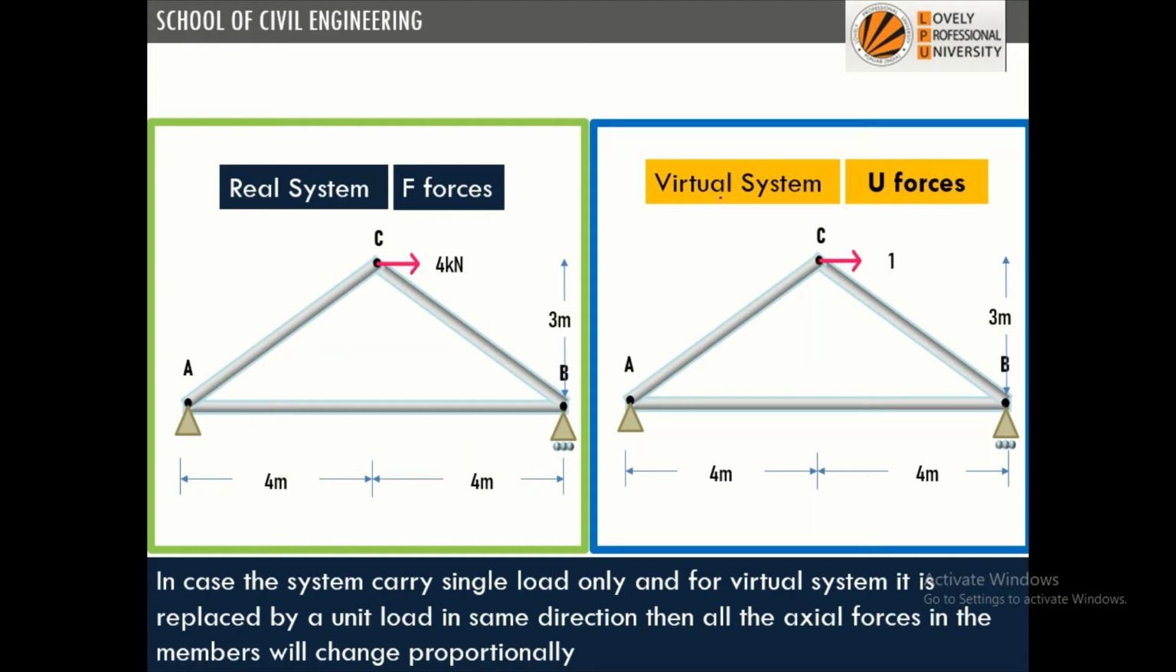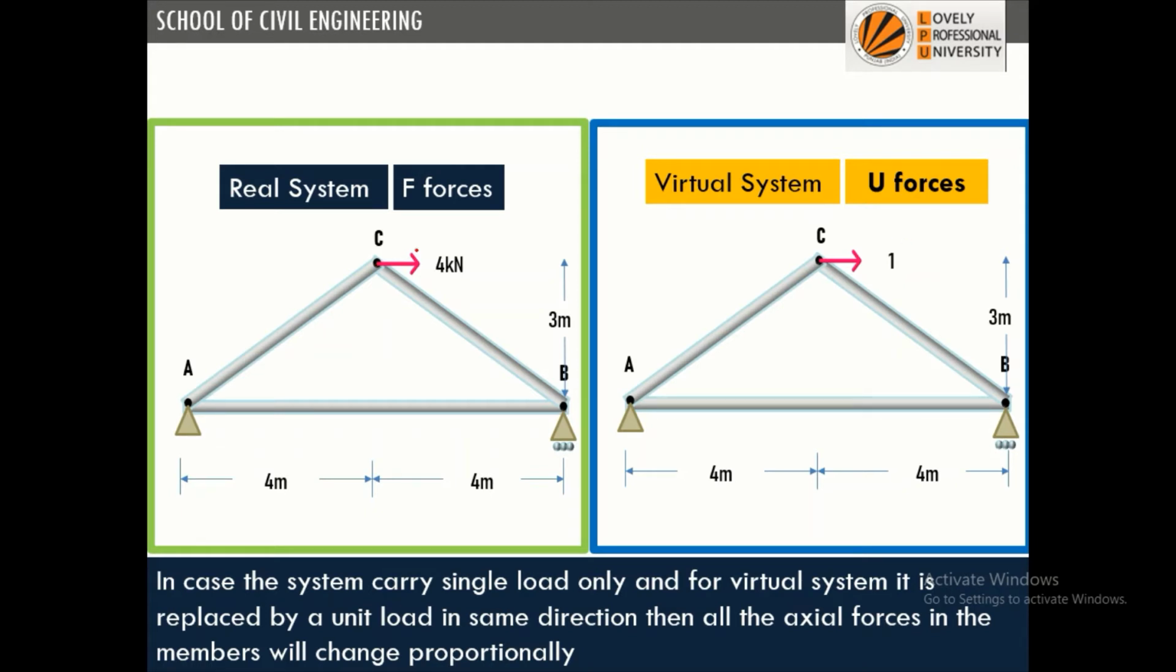So how do we create the virtual system? The virtual system is created from the real system only. The geometry and supports of the system remain the same. Only we have to remove the external load, and in place of the external load we have to put a unit load at the place where we want to find the deflection. So as per the question, we want to find the horizontal deflection at C. So at C we'll put a unit load. So this will be the virtual system for calculating the U forces of the structure.